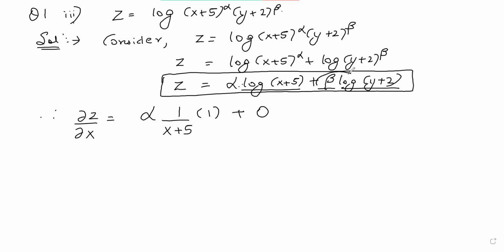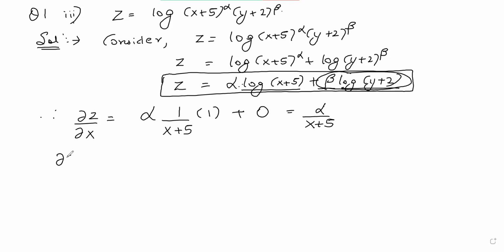This whole term is a constant, by the way, because when you are partially differentiating with respect to x, remember you treat y as a constant. So log of (y plus 2) is a constant, beta is a constant, their derivative is 0. So my answer is alpha over (x plus 5). That's del z by del x.